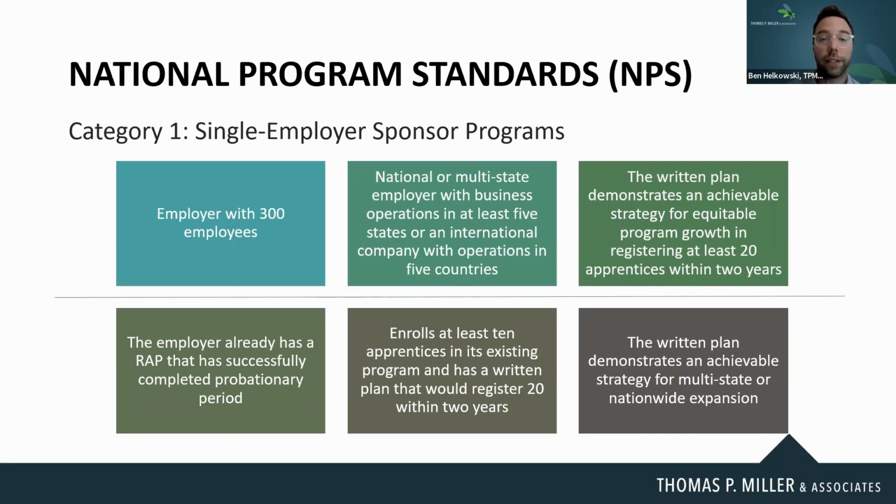And the employer has a written plan that demonstrates an achievable strategy for equitable program growth and registering at least 20 apprentices within 2 years. The second criteria is if the employer already has a registered apprenticeship program that has successfully completed a probationary period. The program enrolls at least 10 apprentices in its existing program, and has a written plan that would register 20 apprentices within 2 years. And the last piece of that is that the written plan demonstrates an achievable strategy for a multi-state or nationwide expansion.